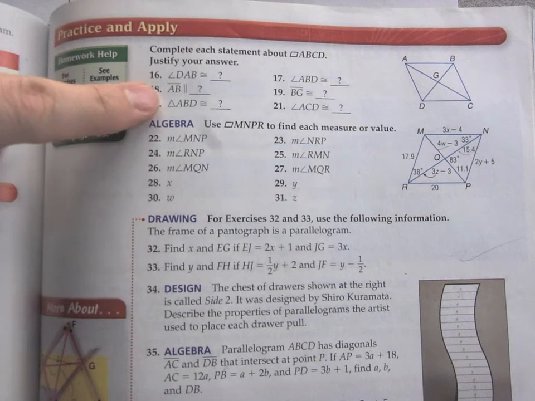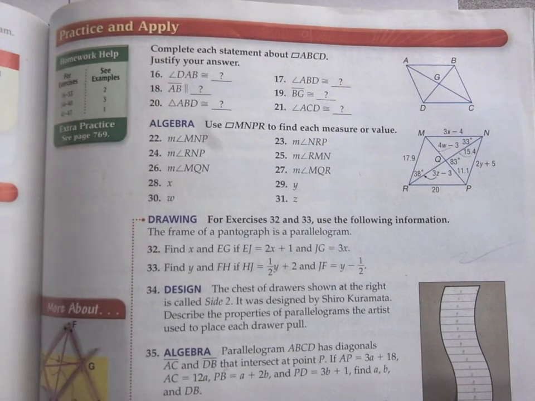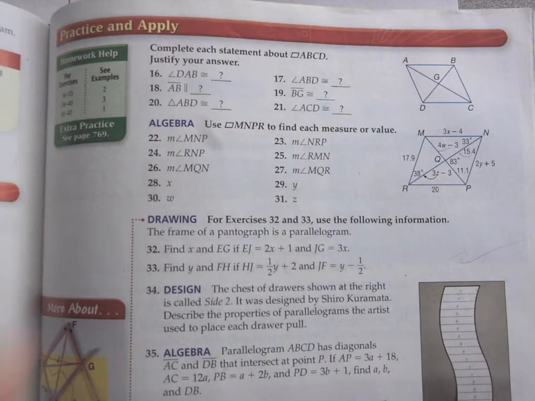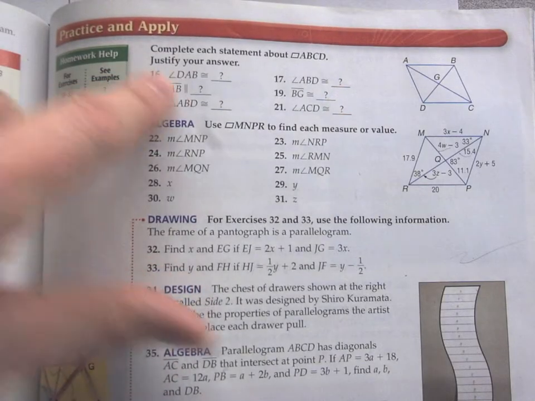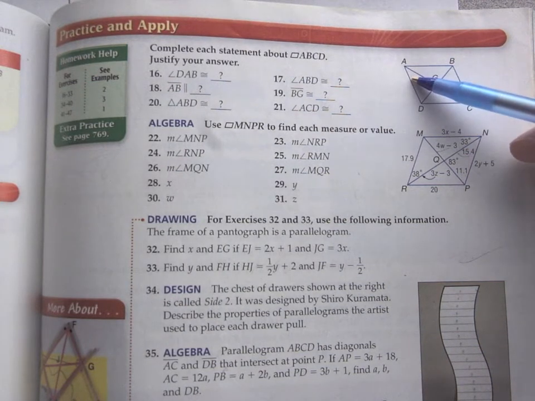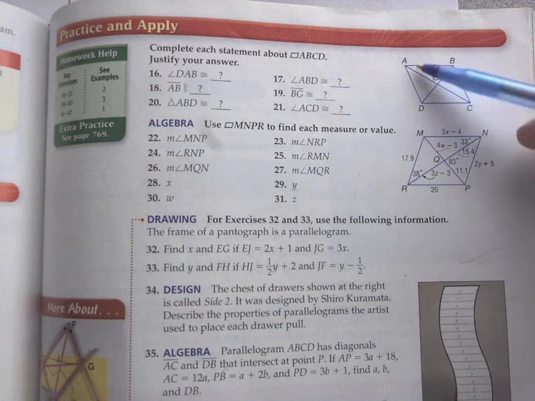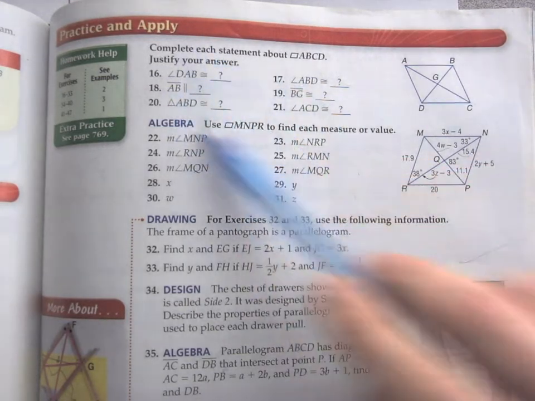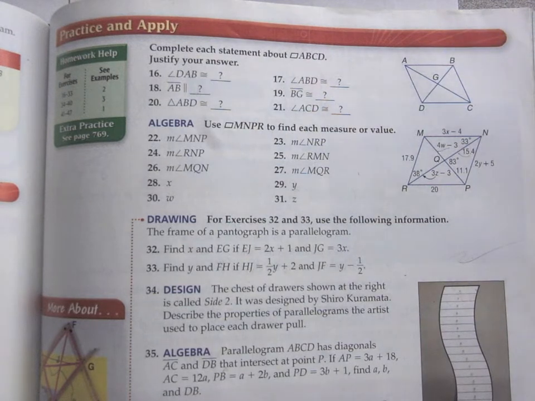Well, it says justify your answer, so I guess what you can do is you can use the theorems here, right? So put which theorem you're using and how you know. For example, DAB, that's this guy, has to be congruent to BCD because these are opposite angles, so opposite angles have to be congruent. So this is just a matter of identifying what opposite angles are, what opposite sides are, parallel sides, and finishing those statements. So this should be not too hard.